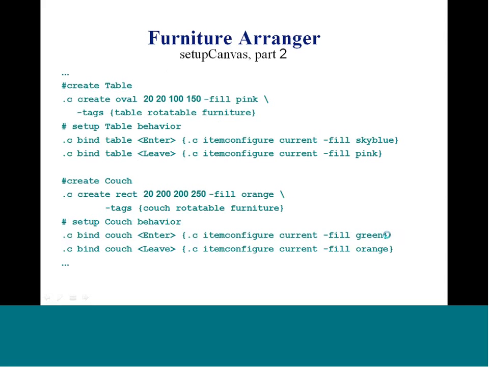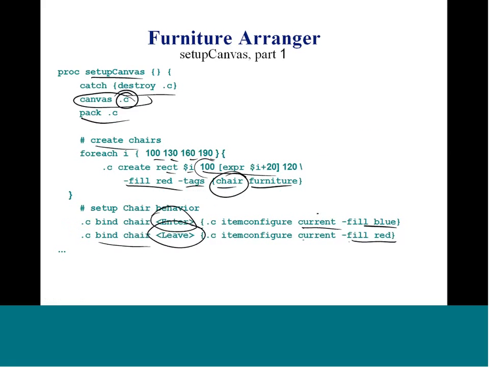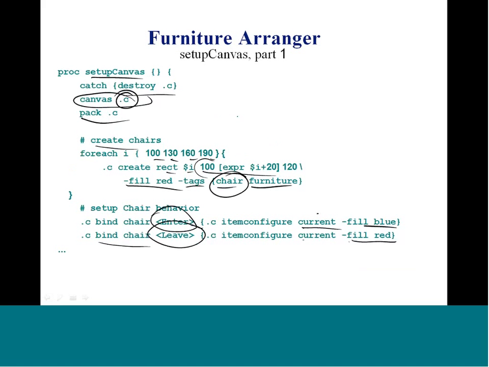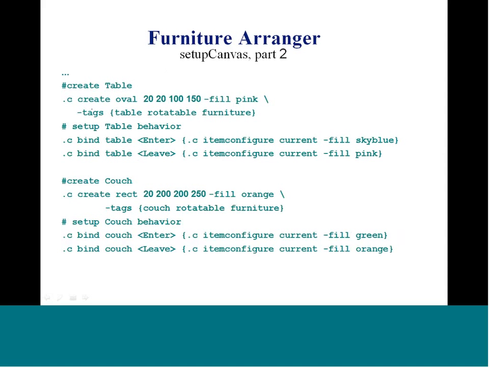Now the second one is we create the table. That's the oval shaped figure here. For creating the table, again we create the oval, and we fill it with pink, and then we create some tags for it, which are table, rotatable, and furniture. And then again we create similar bindings, where the table behavior is based on the events: it turns sky blue and then back to pink.